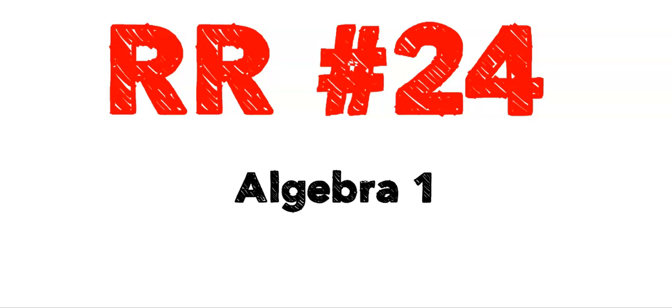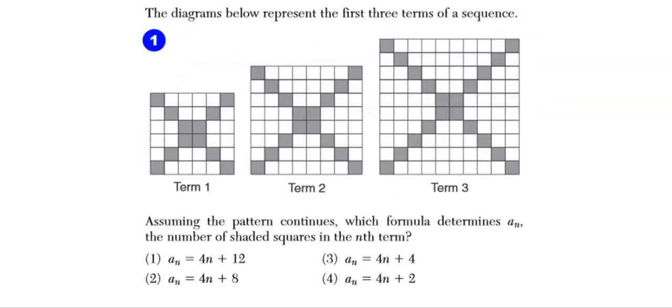Regents Review number 24. For question number 1, it shows you some pictures in a sequence, and then it asks you to determine the formula that represents this sequence for the number of squares in the nth term.